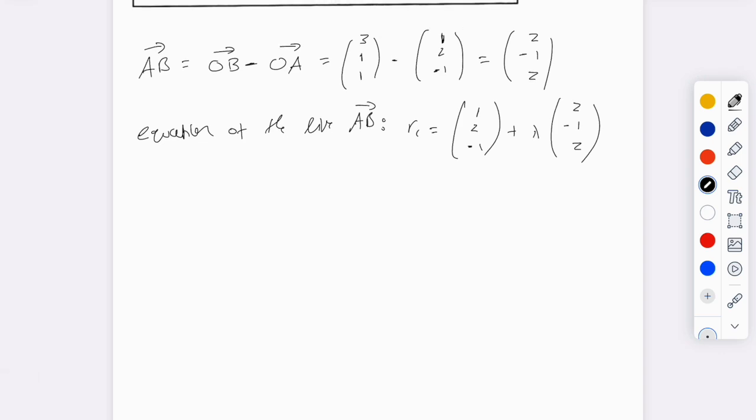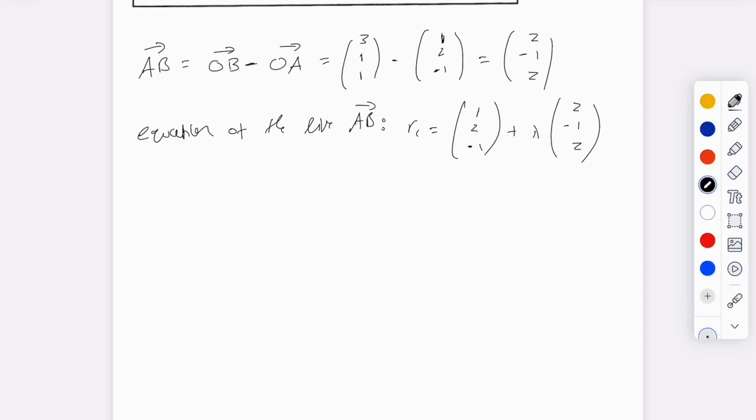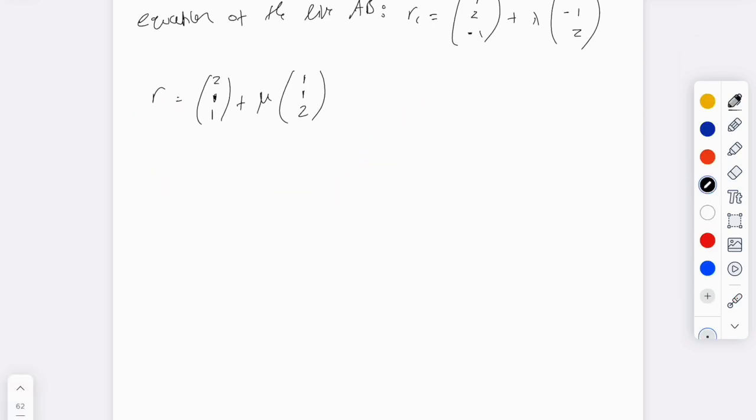So what does that represent? Well, it would be 1 plus 2 lambda, 2 minus lambda, negative 1 plus 2 lambda. Meanwhile, R equals 2, 1, 1, okay, plus mu of 1, 1, 2, right? So now we have to show that L, this thing, does not intersect this thing. So how do we show that?